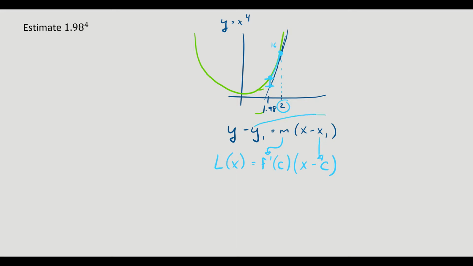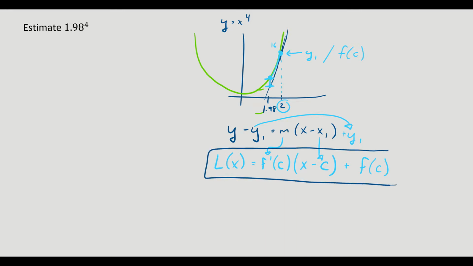And then we're going to move this y sub 1 over to this side, and we're going to add it, so plus y sub 1, which means plus f of c. That's the y value at that c point. So this gives me a little equation of a tangent line, and we're going to use this to approximate the value at 1.98. So I'm going to create the equation of this line at 2, and then I'll plug in 1.98 for x to do the estimating. All right, let's slide over to estimate 1.98 to the fourth.